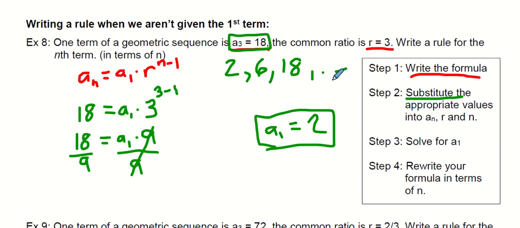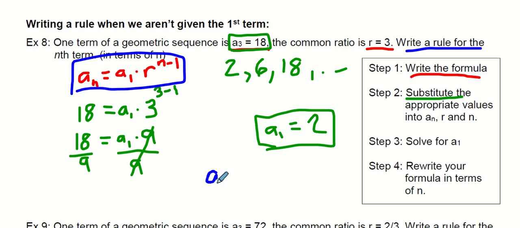Now it says here, write the rule. And all that means is you're going to rewrite this by plugging everything in except the AN part. So it'd be AN, or also you don't plug in N, but AN equals A1, which we now figured out is 2, and then the common ratio is 3. So basically, when it says write a rule, you're basically just plugging in the A1 and the R. You keep the N there and the AN there. This is the rule here for the nth term.